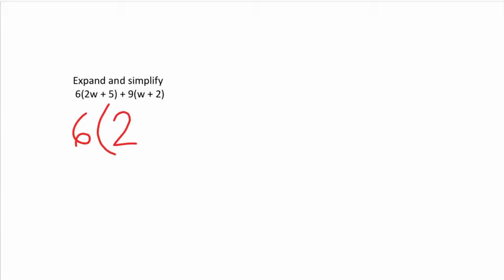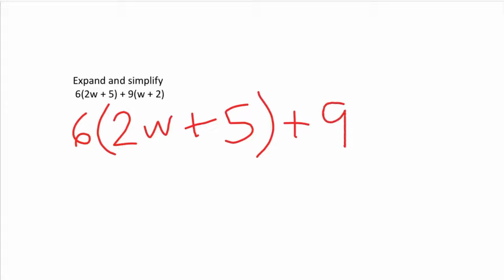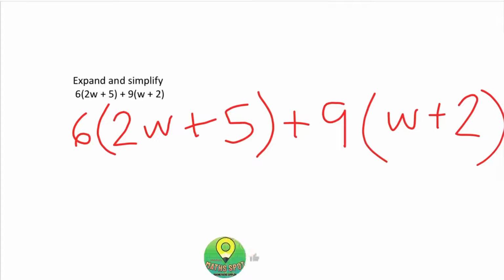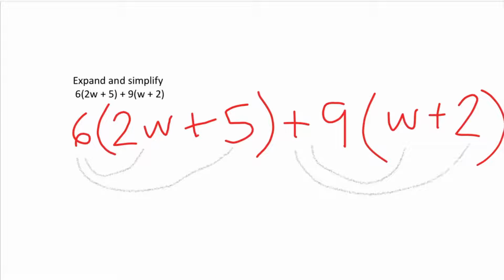And here we go. Here we have 2w plus 5 plus 9w plus 2. As you can see, I've written the equation in bigger handwriting so that you can see better. So what we basically do is multiply this and this, similarly over here and here. What does this mean? We multiply 6 into 2w. Now 6 into 2w will give us 12w.